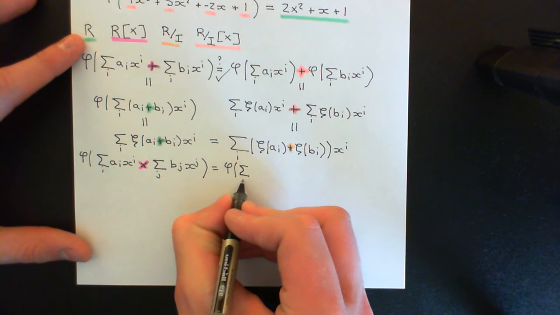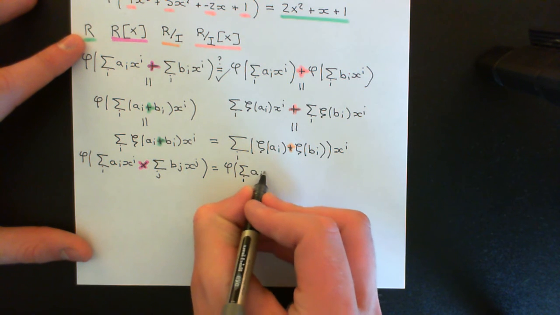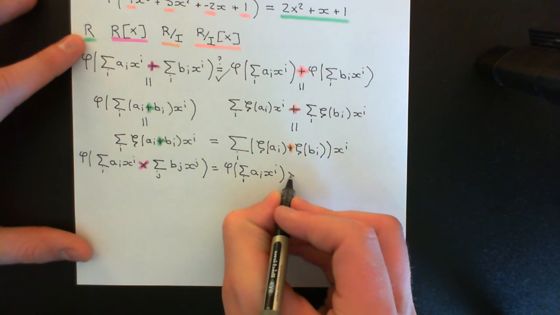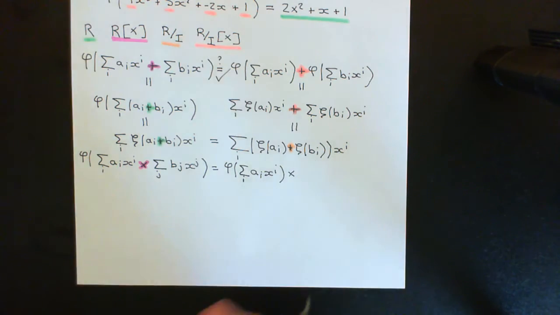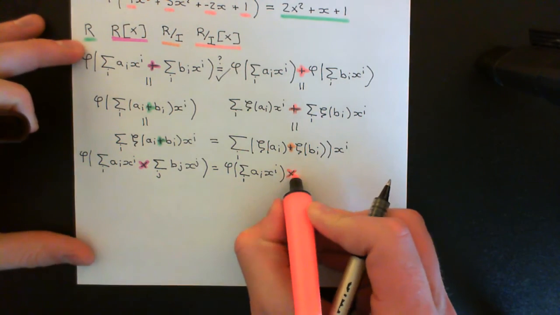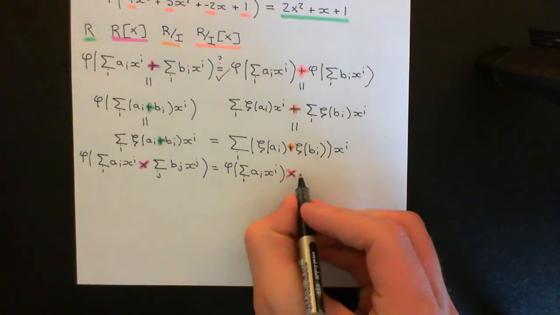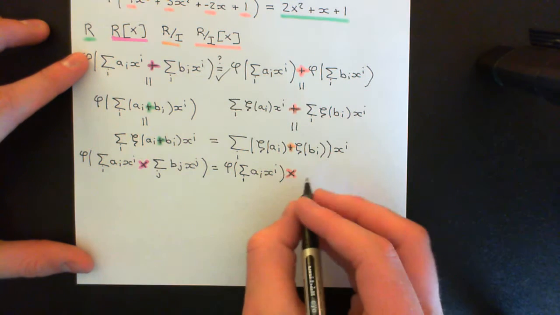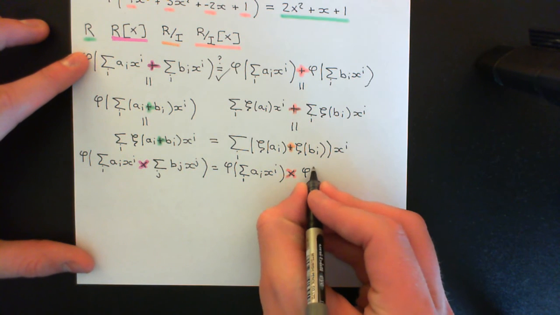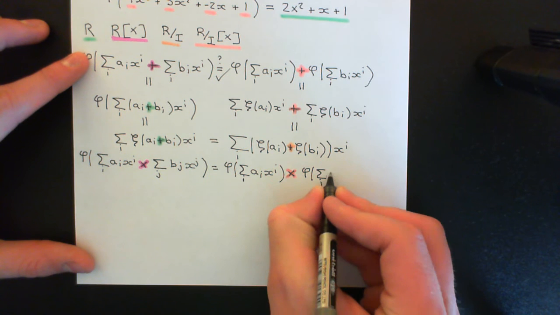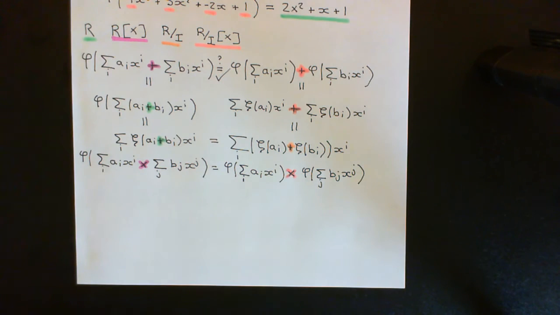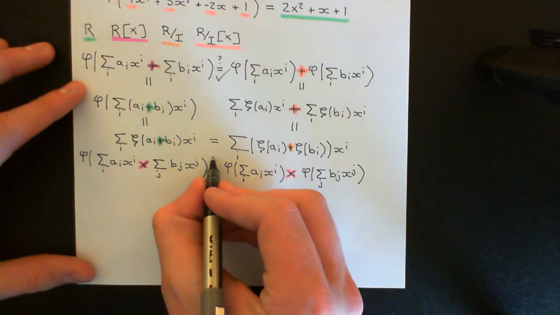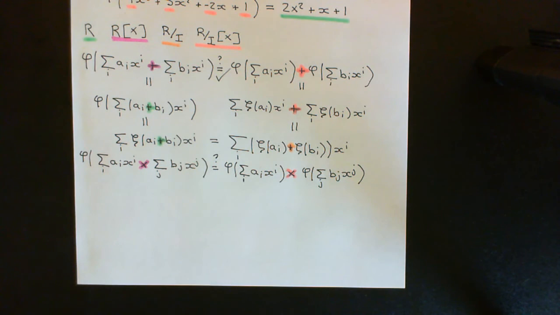So we take phi of the sum over i of a_i x^i here, and we multiply that in this polynomial ring R quotient out by I adjoin x. This is going to be a red multiplication sign here, with this polynomial mapped into R quotient out by I adjoin x. So phi of the sum over j of b_j x^j here. Okay, right. So we want to prove that this is true, and again I should put a little question mark above there because we don't know that it's true, we want to show that it's true.